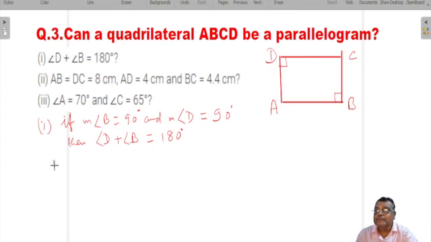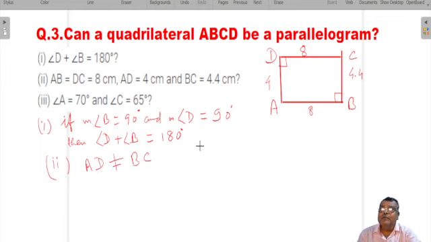Second case, you see, AB equal to DC, 8 centimeter. AB 8 and DC 8. But AD 4 and BC 4.4. So opposite side AD is not equal to BC, so parallelogram is not possible. Therefore, parallelogram is not possible.